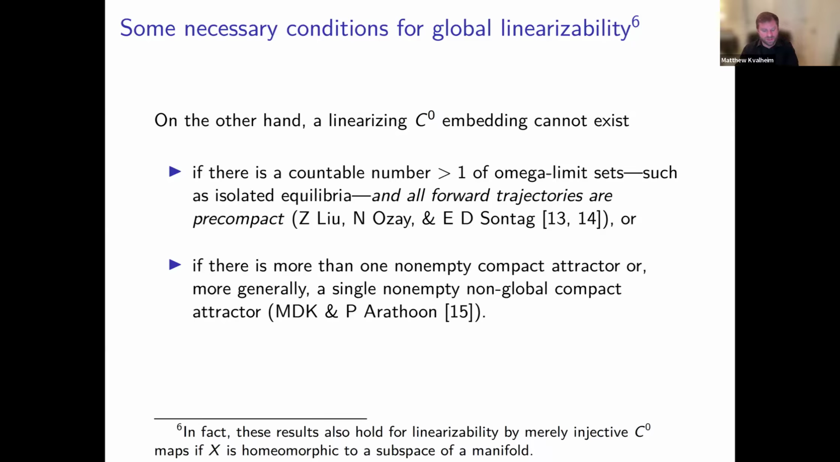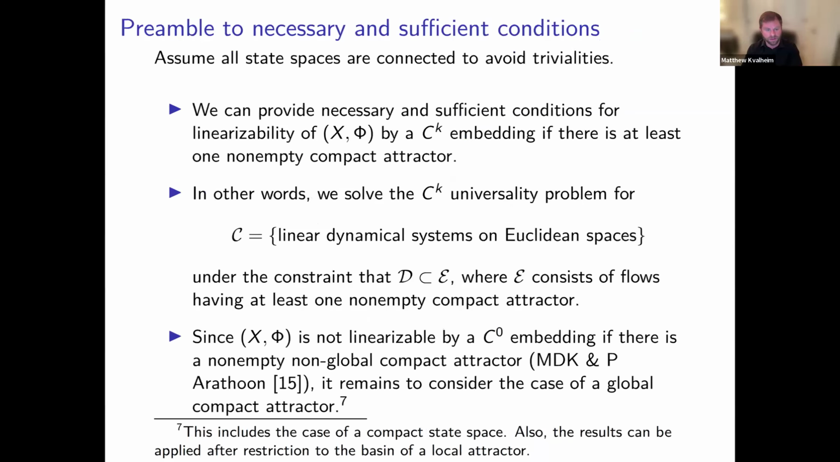And similarly, but alternatively, if you have more than one non-empty compact attractor, or more generally, a single non-empty, non-global compact attractor, then you also cannot have such an embedding. And I'll just briefly mention that when I say attractor, that's my shorthand in this talk for asymptotically stable invariant set, so attractor in the sense of Conley. And I wanted to state some necessary and sufficient conditions for existence of a linearizing embedding.